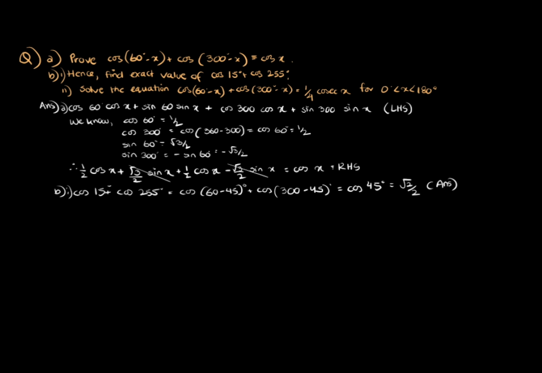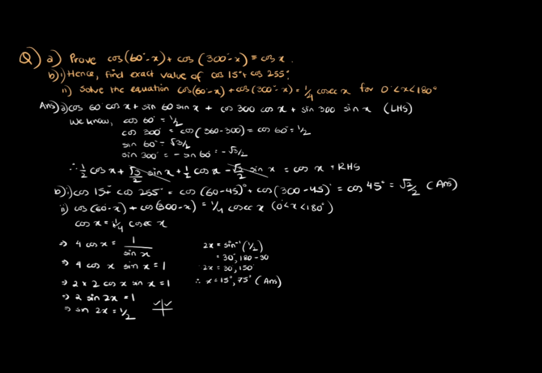In the last part, they ask you to solve the given equation for 0 to 180. We know already that the first part just equals cos x. Rearranging gives us 4 cos x sin x, which can be broken down to 2 into 2 cos x sin x. Inserting the relevant identity and using limits properly, we can solve the equation here.